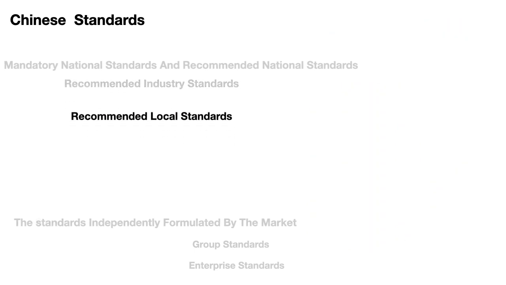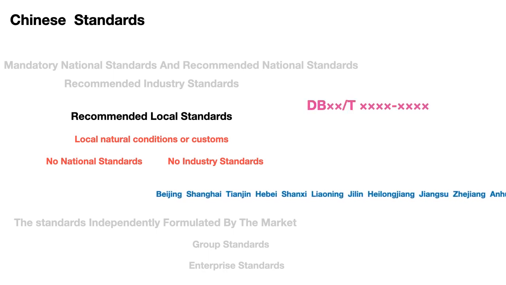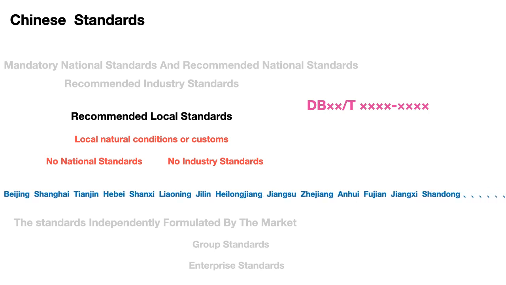China is very big. Some areas have local natural conditions and customs. In order to adapt to these local conditions and customs, recommended local standards will be established, especially when there are no related national and industry standards. The prefix of local standard number is DB, and here are some names of provinces in China.